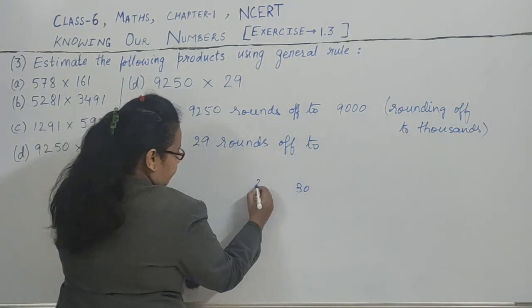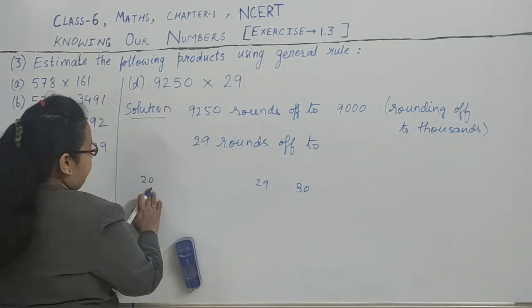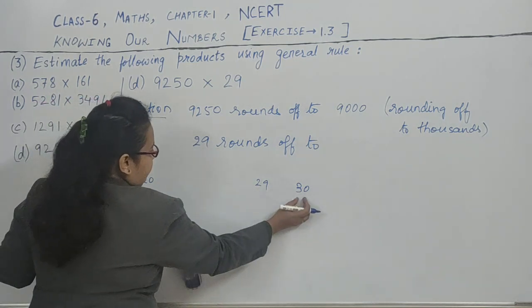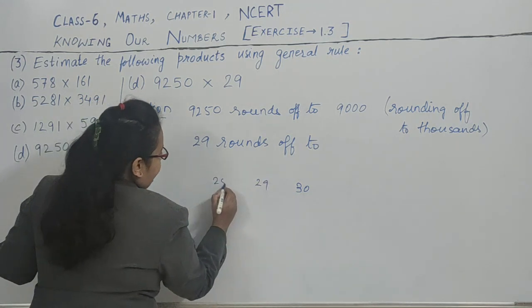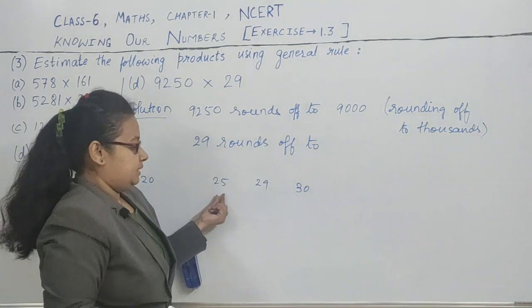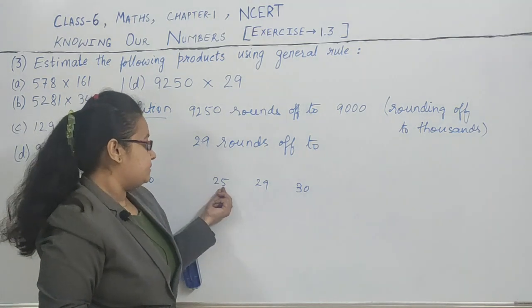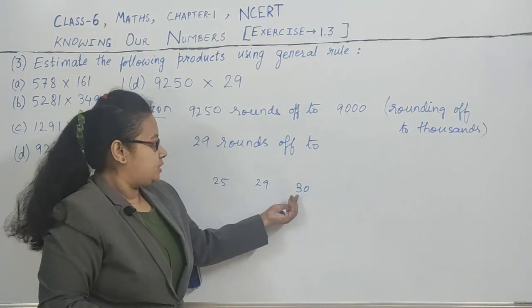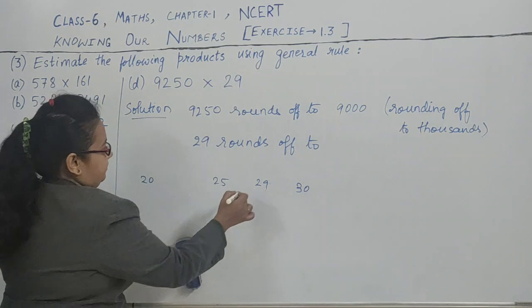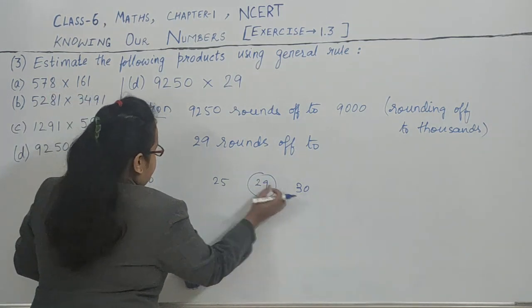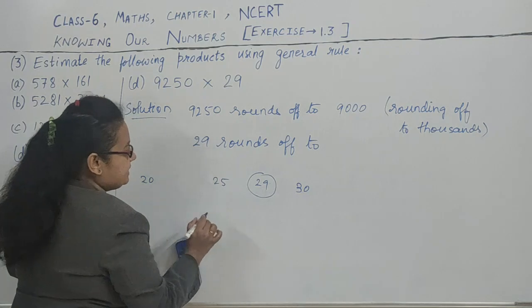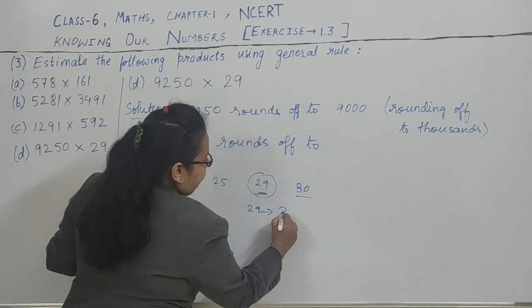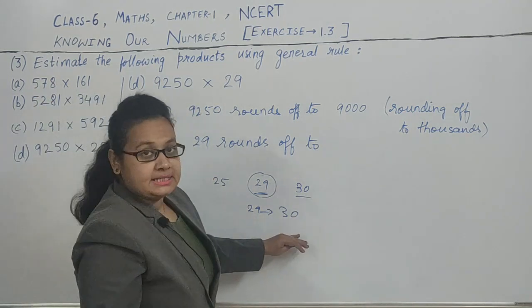This 29 lies between 20 and 30. But what is the middle number between 20 and 30? The middle number is 25. And this 29 is more than the middle number. So it is closer to 30. Though this number lies between 20 and 30, it is closer to this tens. So it will be rounded off to 30. So 29 will be rounded off to 30 to the nearest tens.